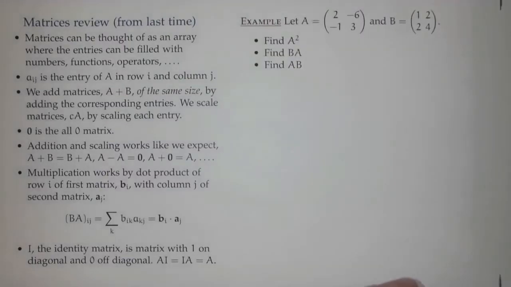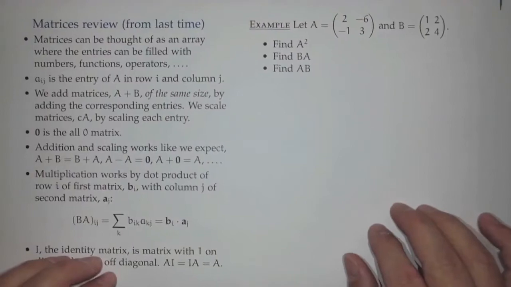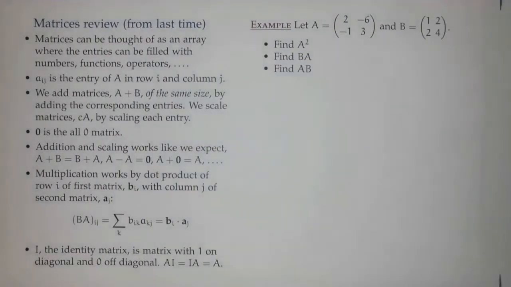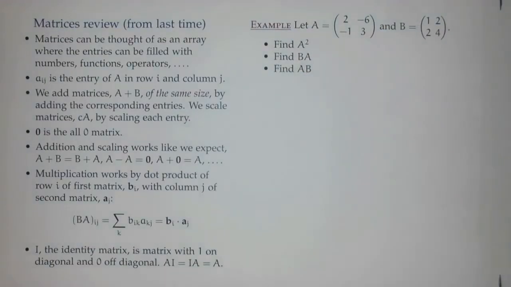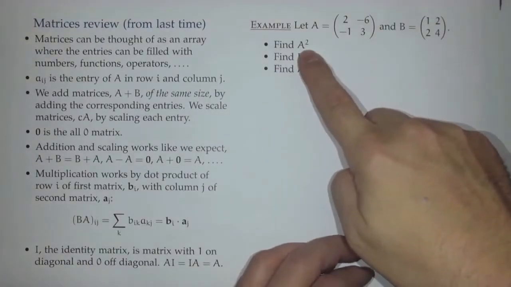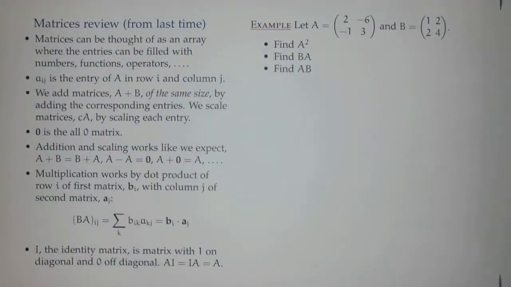So we're going to start with some examples. All right. So we have two matrices here. 2, -6, -1, 3, and 1, 2, 2, 4. We're going to find some various values. A times A, which we're going to write A squared, B times A, and A times B. Now, we should point out, we can really find A squared, A cubed, A to the fourth, so forth and so on. So we can find A to any whole number. And it just means keep multiplying by A enough times. So you can take lots and lots of matrices and multiply together.